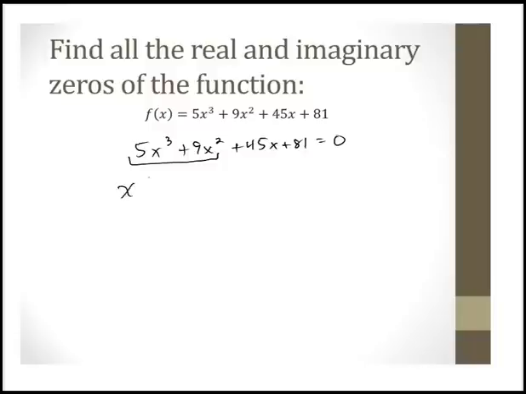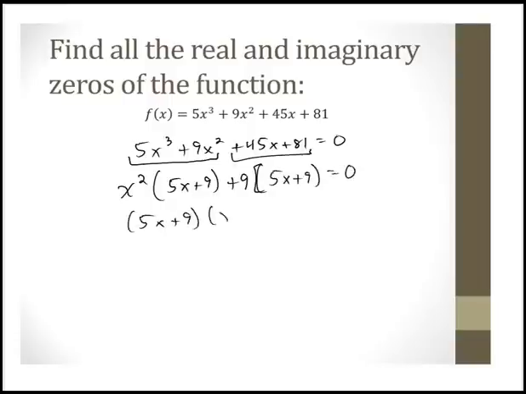The first two terms have a factor of x squared, so I can write them as x squared times (5x plus 9). And the second grouping has a factor of 9, and so I have 9 times (5x plus 9). So that factors further as (5x plus 9) times (x squared plus 9) is 0. So that implies that 5x plus 9 is 0, which means x equals negative 9/5, or x squared plus 9 equals 0. Now, x squared plus 9 doesn't factor.